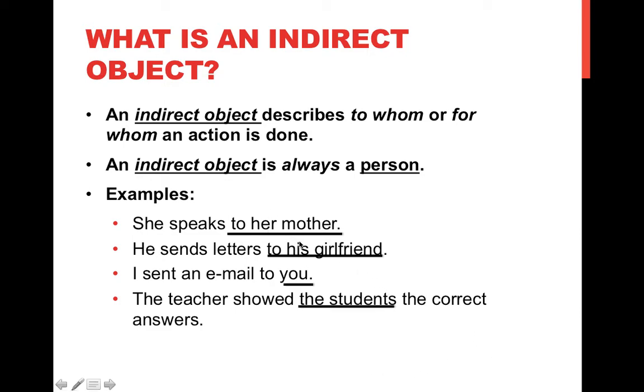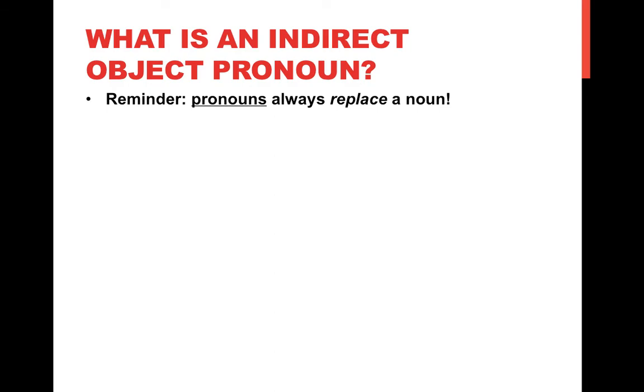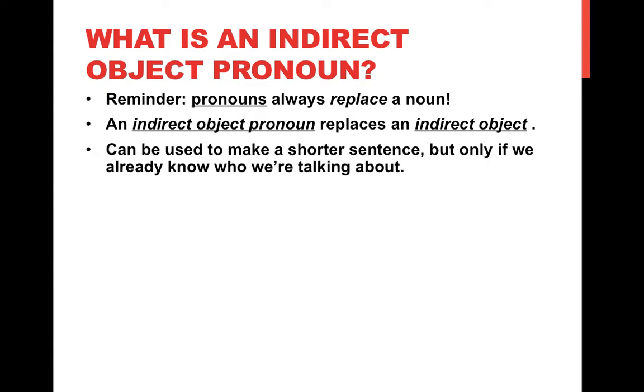We're used to by now, in these three examples, we saw it was at the end of the sentence. But here it's not necessarily the end of the sentence, it's just to whom it is being shown. So an indirect object pronoun replaces a noun. You probably use these all the time without even realizing it. So in this case, an indirect object pronoun replaces an indirect object. These can be used to make a shorter sentence, but only if we already know who we're talking about. Otherwise, it just gets really confusing.